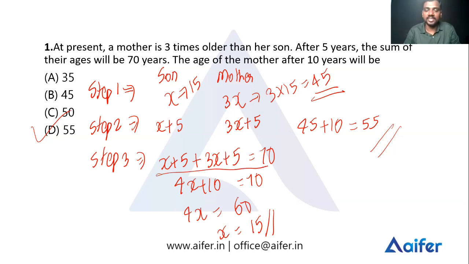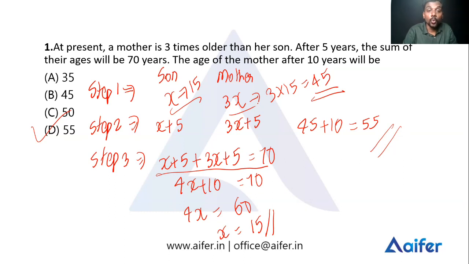But you can't stop it there because the question is not complete. In this particular question, they have asked the age of the mother after 10 years. What will be the age of the mother after 10 years? So 15 is the age of the son, then the age of mother is 3x, that's equal to 3 into 15. So we have 45 as the age of the mother at present.